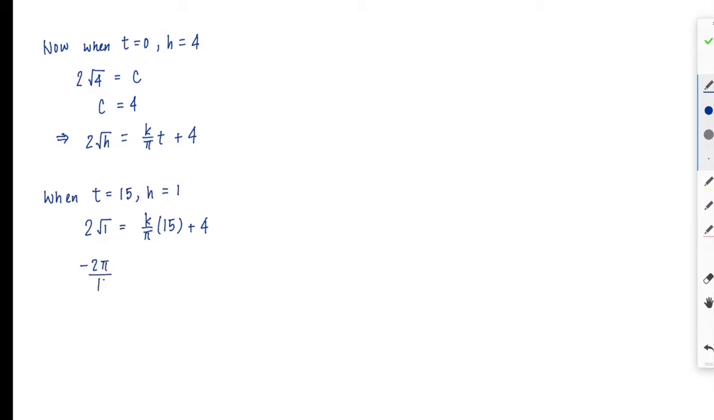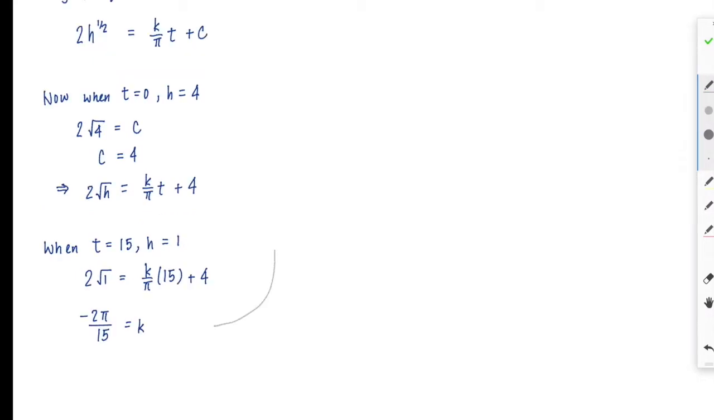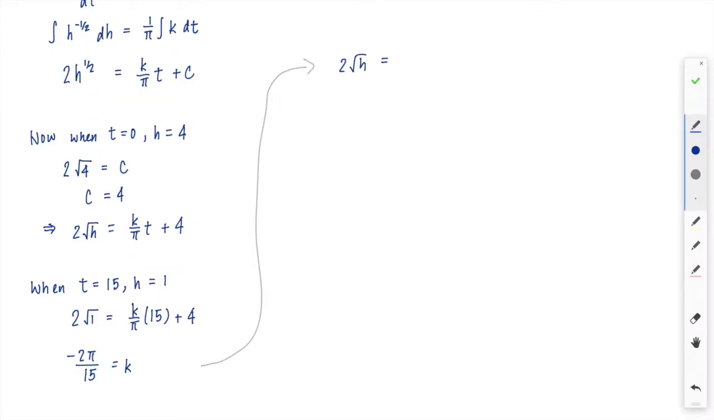Pi over 15 equals k. Okay, so putting this all together, we now have 2 square root h equals negative 2 pi over 15, but this is over pi, so times 1 over pi, t plus c, which is 4. So the pi's will cancel out, and I have 2 square root h equals negative 2/15 t plus 4.